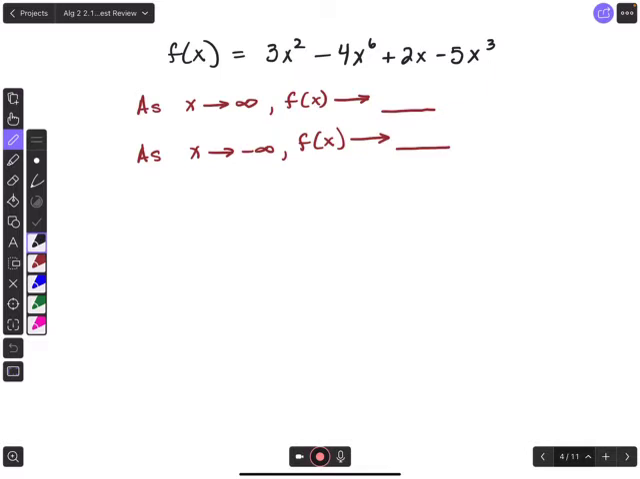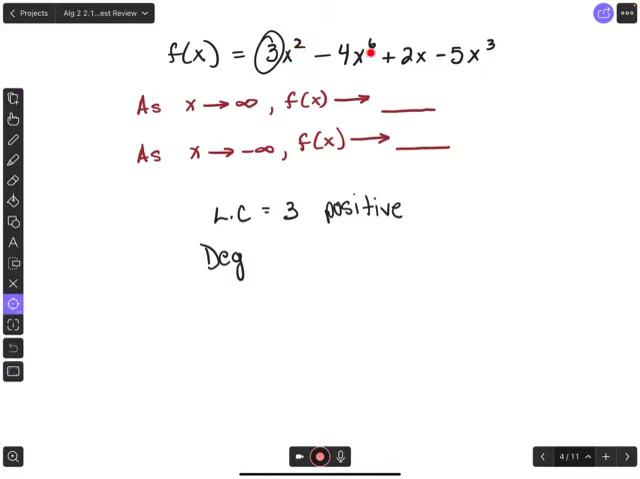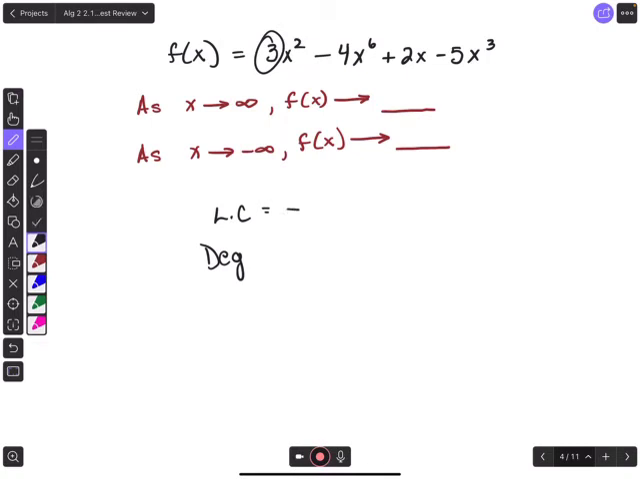Last one, it's again lead coefficient, 3. That's positive. And degree, highest exponent. Uh-oh, Mr. Todd goofed up. Look, it's not in standard form. In fact, our highest exponent is 6. That should be out front. So our lead coefficient is negative 4. Ooh, that's going to change things. Lead coefficient would be negative 4.